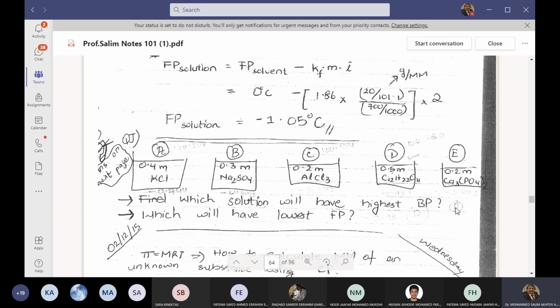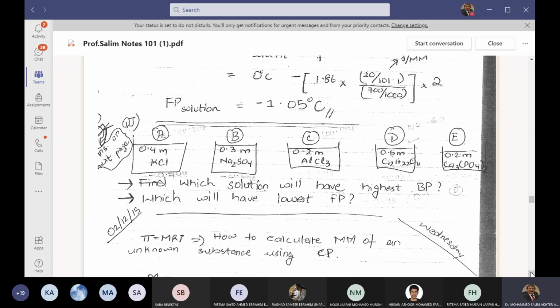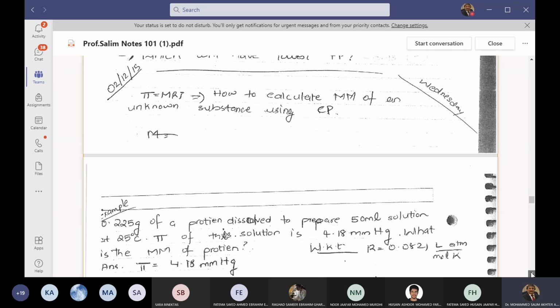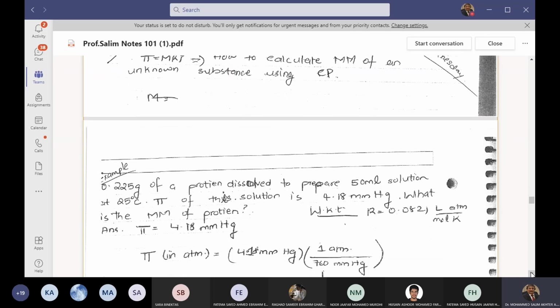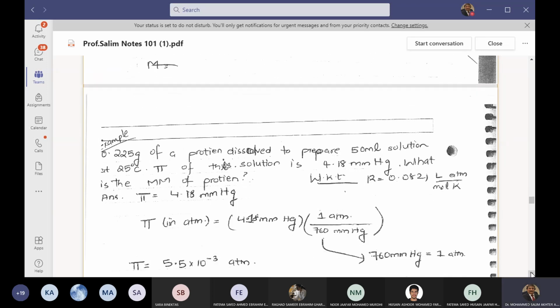Please cancel D from here. This is wrong. Please cancel highest boiling point here, and lowest freezing point will be E. So remove this from here, and then we talked about the, okay. Now my friend, something new.